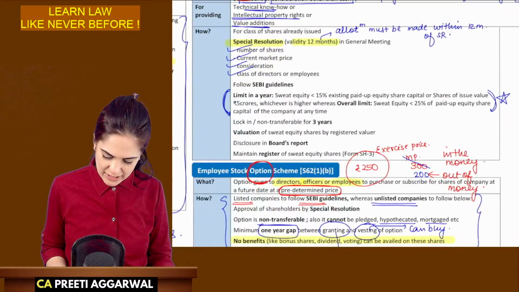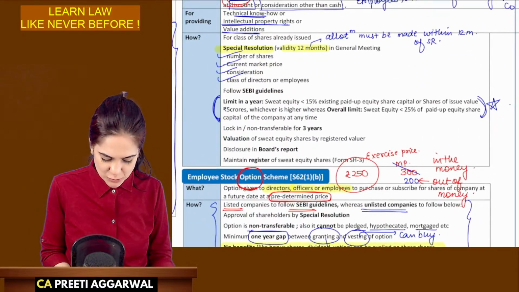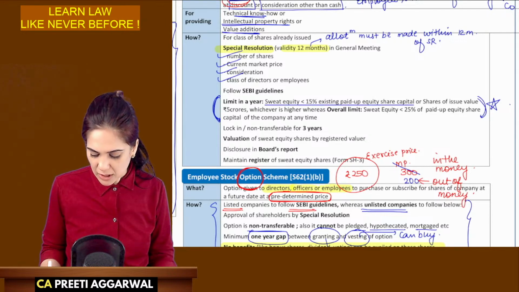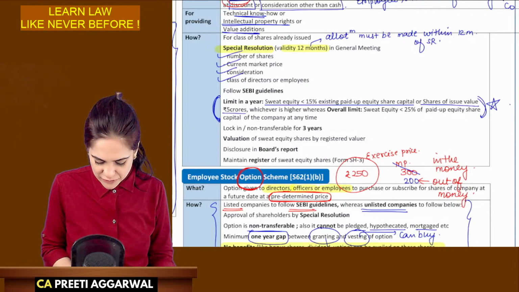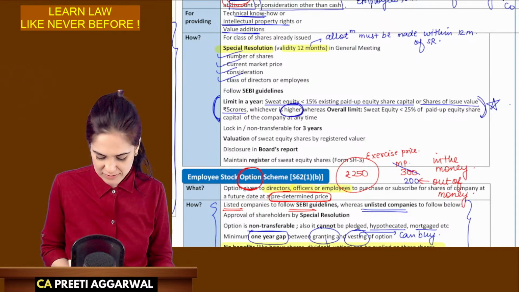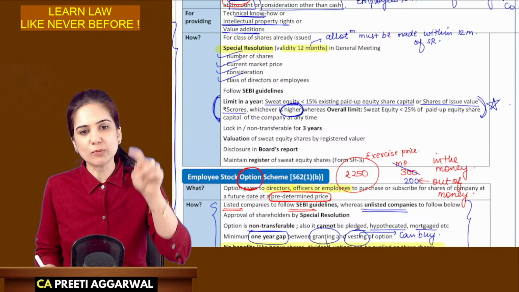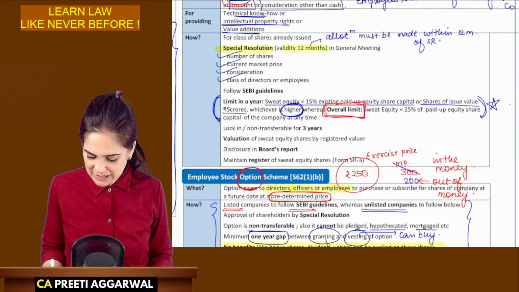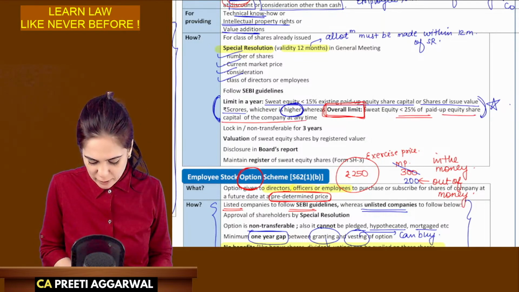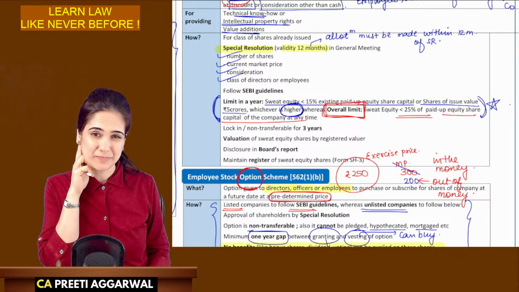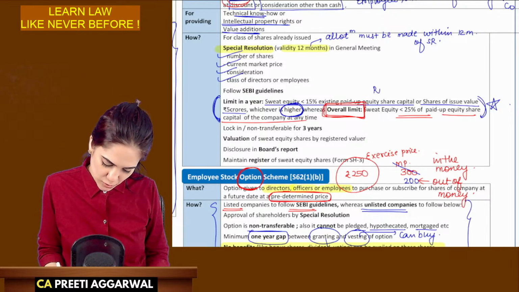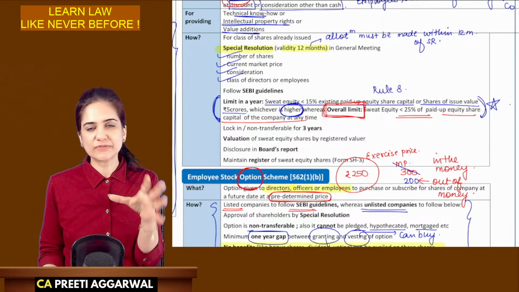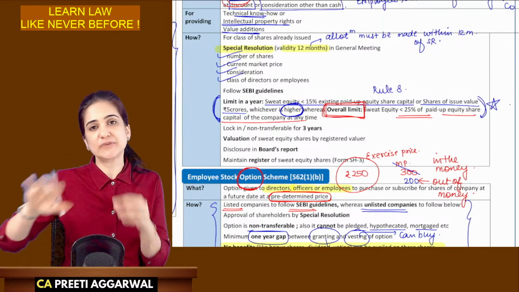You also need to follow SEBI guidelines. There are limits. You just need to learn these limits. Sweat equity should be less than 15% of the existing paid up share capital or shares of the issue value rupees 5 crores, whichever is higher. Very rarely we get to see this. So this is the limit in one particular year. Overall limit: sweat equity should be less than 25% of the paid up equity share capital of the company at any time. This is given in Rule 8. So calculate 15% of the paid up share capital, compare it with 5 crores, whichever is higher.